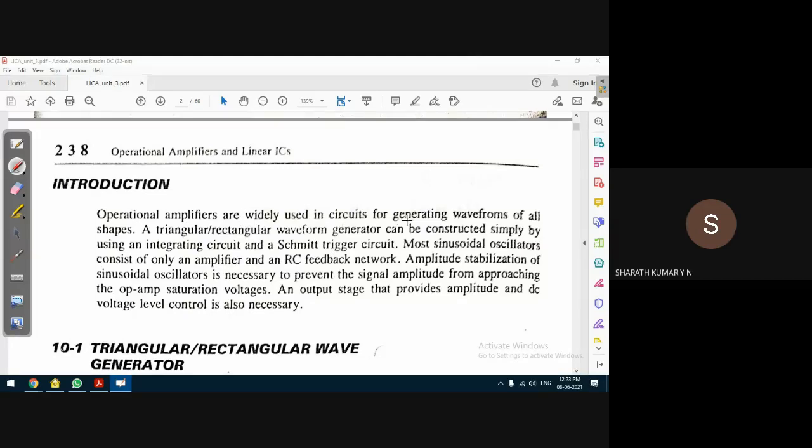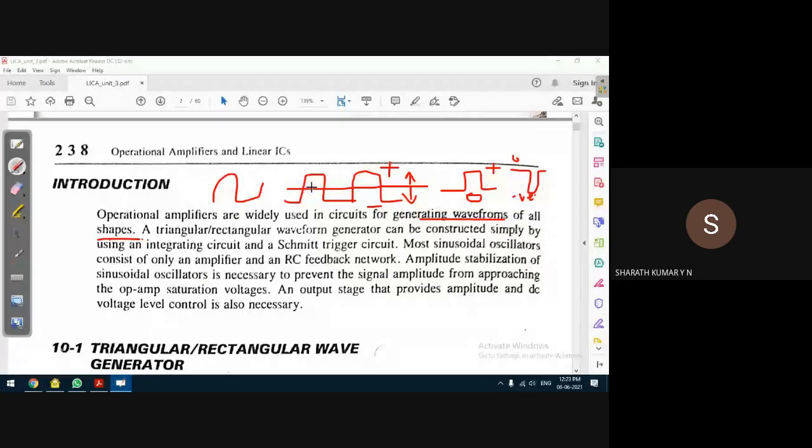Op-amps are used in circuits for generating waveforms of all shapes, like sinusoidal, square, pulse. What is the difference between square and pulse wave? A square wave has both a positive cycle as well as a negative cycle, so you have positive voltage as well as negative voltage. When you take a pulse, there are only two states: 0 volts and plus, or we can take minus also, zero and negative. So these are the possibilities in function generators.